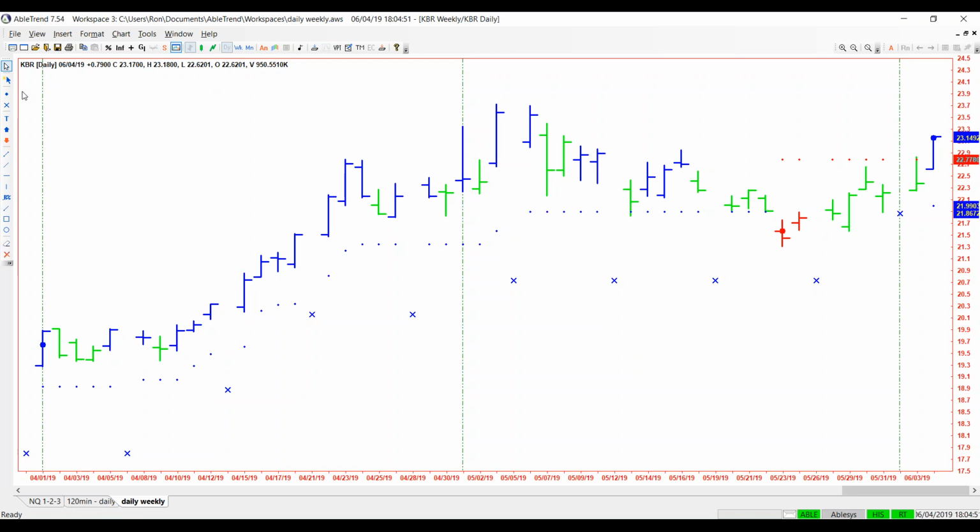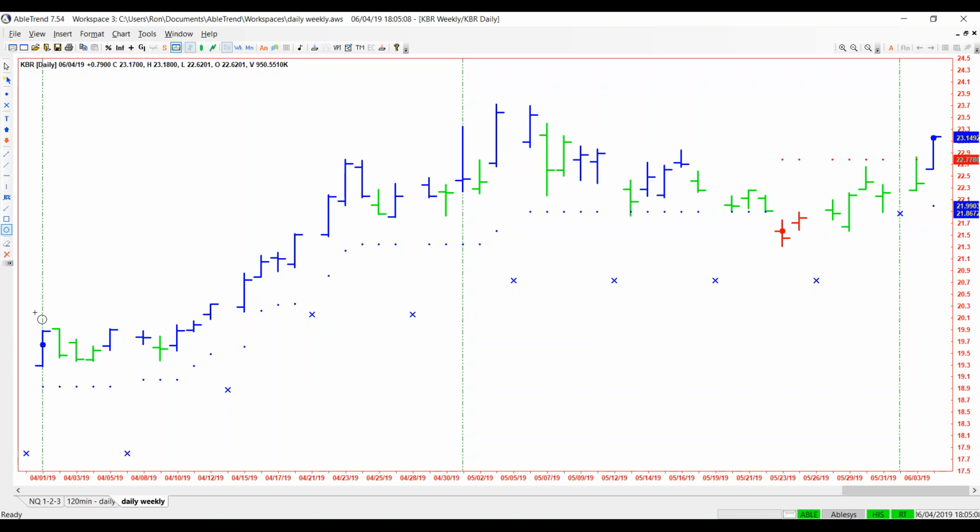This is a brand new one that came in today, so I just want to give everybody a little inside look. We have a lot of people here that don't even have the software, but I just wanted to be helpful to everyone. You've got a brand new buy signal right there. Blue bar, blue dot, blue X, 23 and a little over 23. We've got a buy signal on KBR.